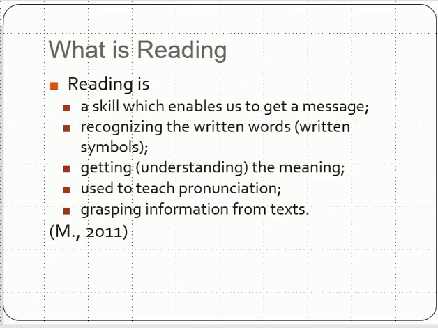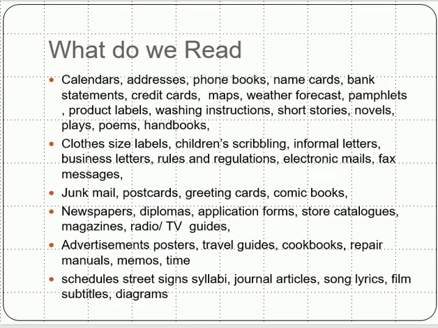So let's see what do we read in our daily life. Normally we read calendars, addresses, phone books, name cards, bank statements, cloth size labels, junk mail, postcards. There are certain things that we read in our daily life. So we come across this type of stuff like newspapers, diplomas, application forms, store catalogs, magazines, radio and TV guides, etc. So these are the things that we usually read in our daily life.